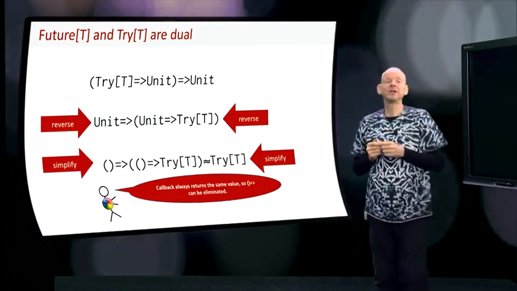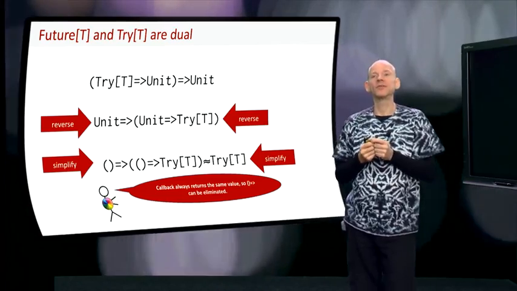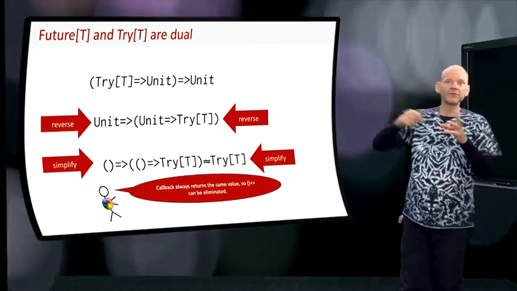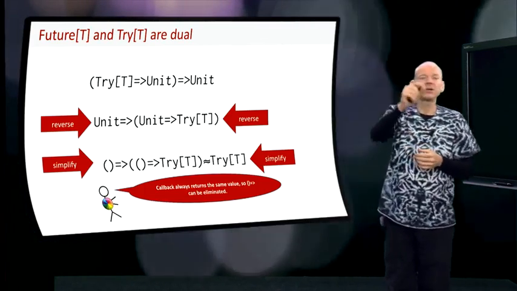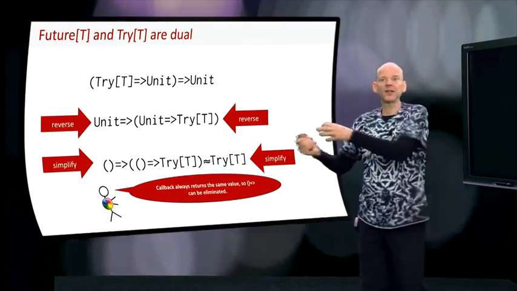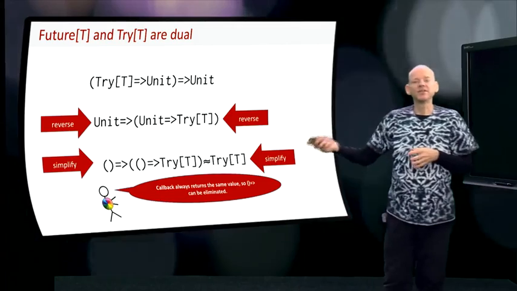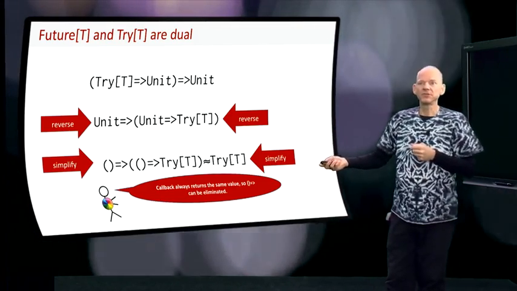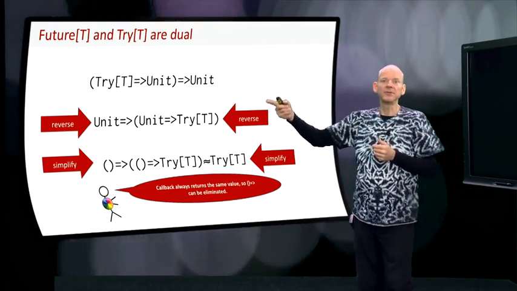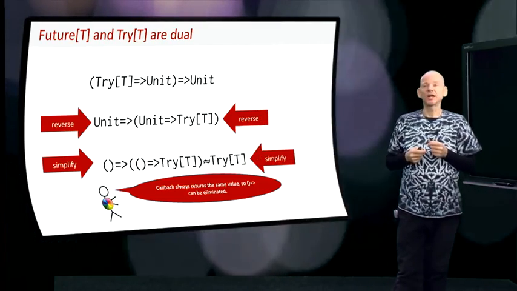And then remember that what we said is that a future only produces a single value. So every time you call the future, it will just return the same value whenever you put in a new callback. So those unit arrows in front of the try of t really do nothing, because there cannot be any side effects, because you're always getting the same value. So if we simplify that, then we get try of t. So the magic here is that we started with a simple version of future, we reversed the arrows, we simplified, and we got try of t.